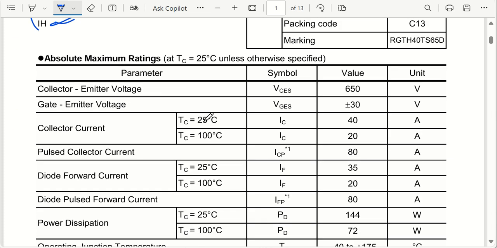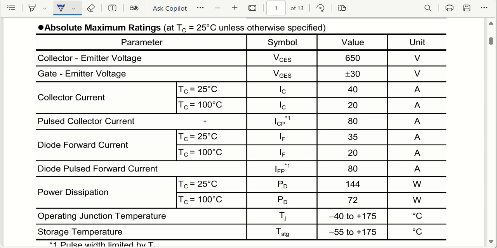Now let us get into the absolute maximum ratings of this particular IGBT. As you can see, the collector to emitter voltage rating is 650 volt. Okay, so the maximum voltage that can be applied at the collector of the IGBT will be 650 volt. The gate to emitter voltage is plus minus 30 volt.